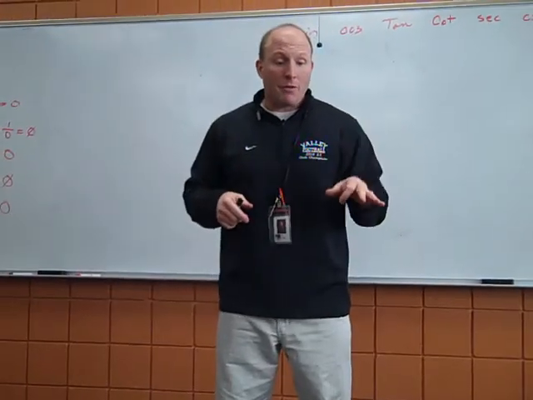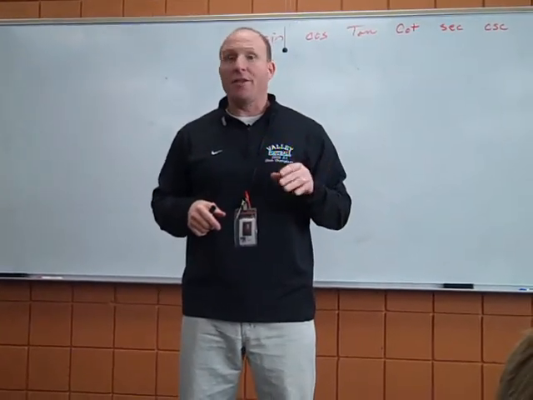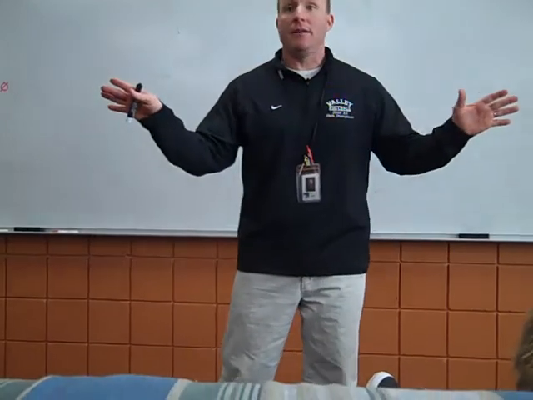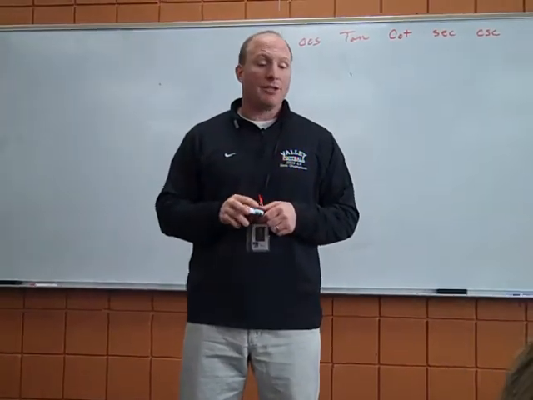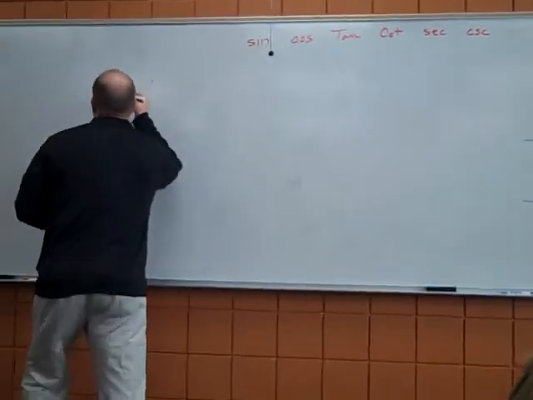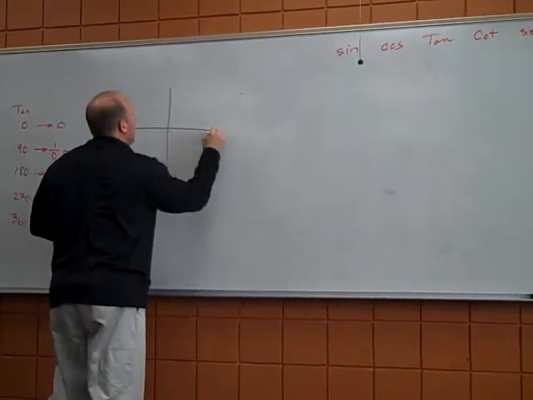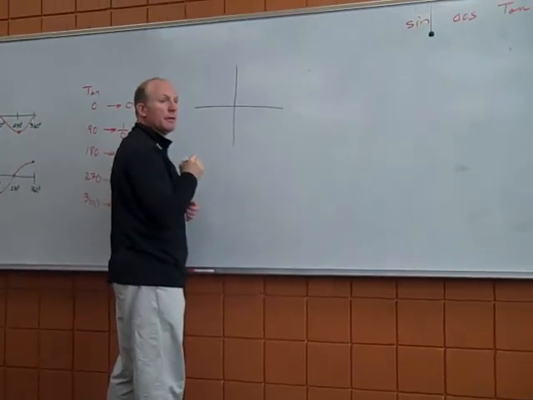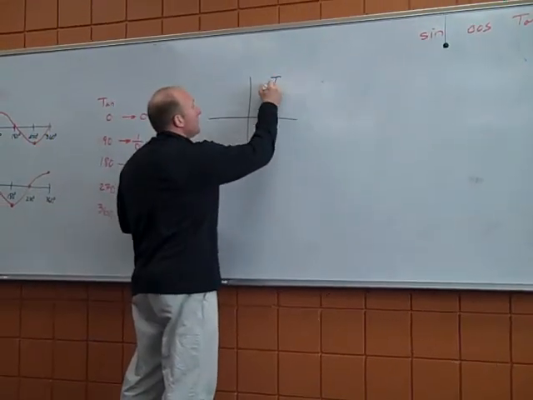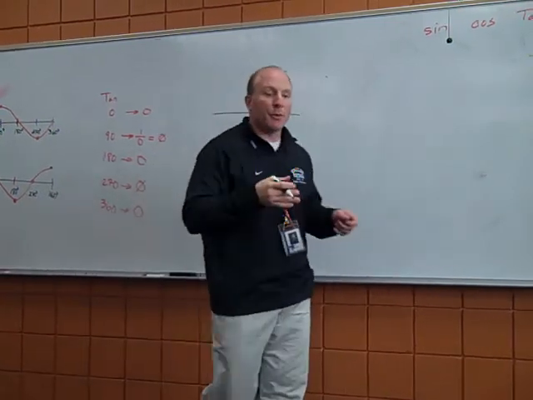Okay? So, the first three are 30, 45, and 60. Does everybody agree with that? Yes. Those are the foundation for this whole sheet. Now, also, I want you to understand that 30, 60, and 45 degree angles are in which quadrant? First quadrant.